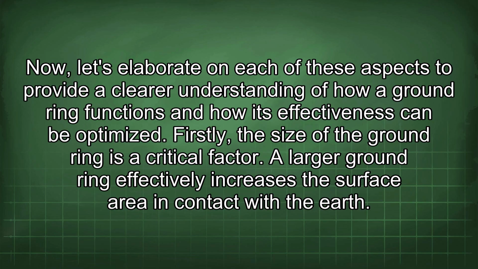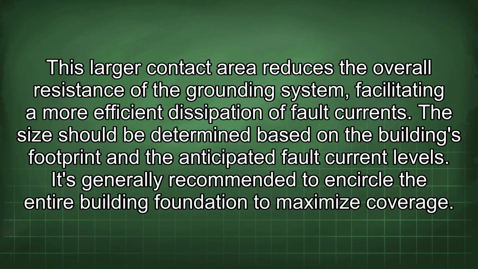Now, let's elaborate on each of these aspects to provide a clearer understanding of how a ground ring functions and how its effectiveness can be optimized. Firstly, the size of the ground ring is a critical factor. A larger ground ring effectively increases the surface area in contact with the earth. This larger contact area reduces the overall resistance of the grounding system, facilitating a more efficient dissipation of fault currents. The size should be determined based on the building's footprint and the anticipated fault current levels. It's generally recommended to encircle the entire building foundation to maximize coverage.